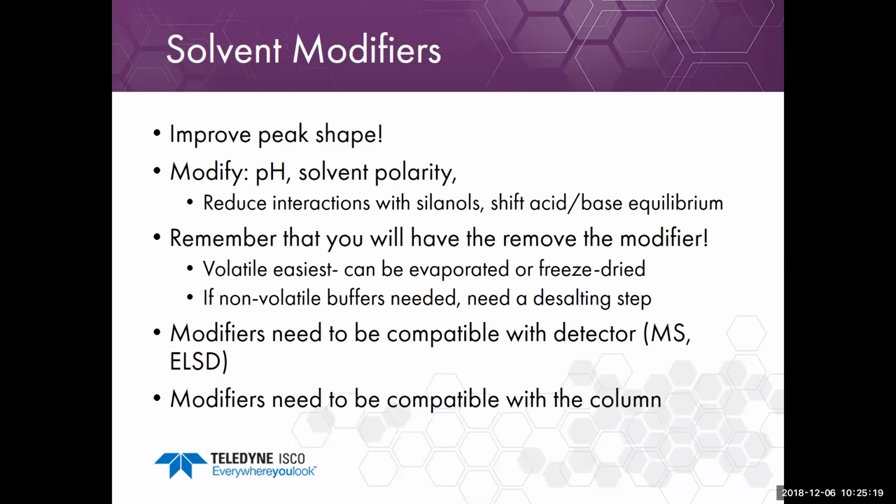Modifiers also need to be compatible with the detector, whether it's a mass spectrometer or an ELSD. If you're using one of those detectors, you have to use a volatile buffer, otherwise you're going to, at a minimum, have reduced sensitivity. You might even clog up the detector. Modifiers also need to be compatible with the column. Since most silica-based columns dissolve in basic conditions, you can't run them above pH 7.5 or 8. Otherwise, the silica dissolves and you wind up with a ruined column.